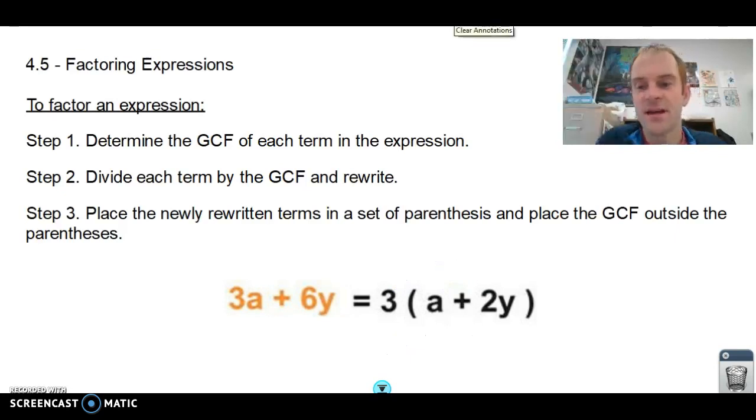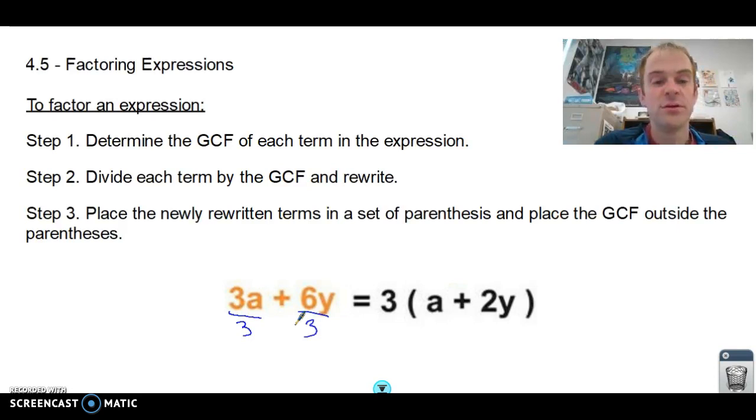Alright, that's a lot right away, but we're going to use 3 steps. First, we look at our terms and decide what the greatest common factor is. What's the biggest number that I can divide each term by? For this example, I look at 3a and 6y, and I realize I can divide both of these terms by 3. So that's my greatest common factor.